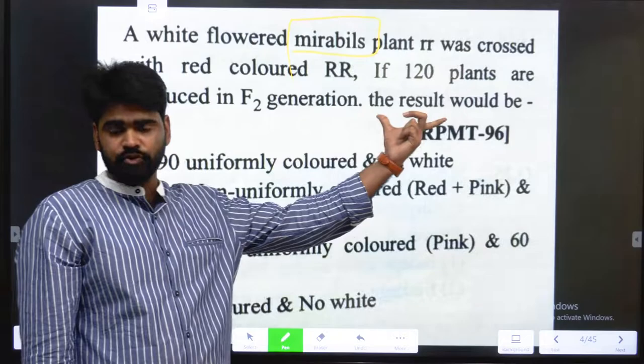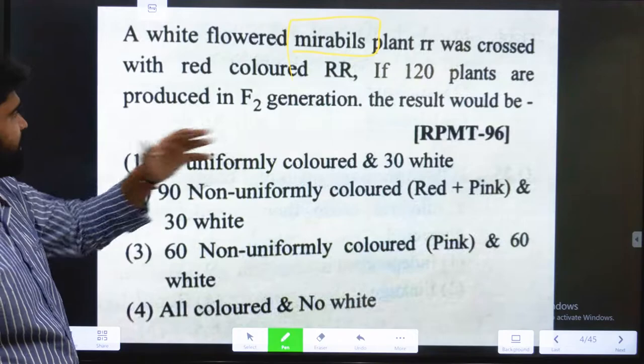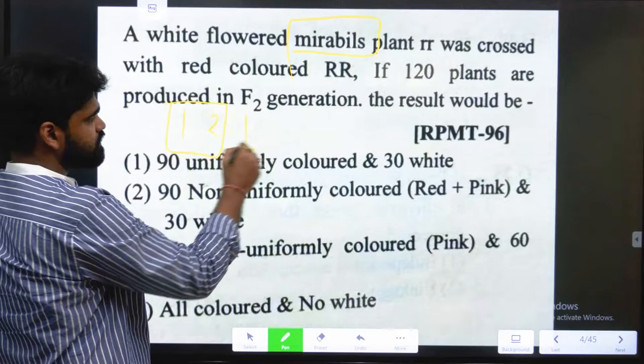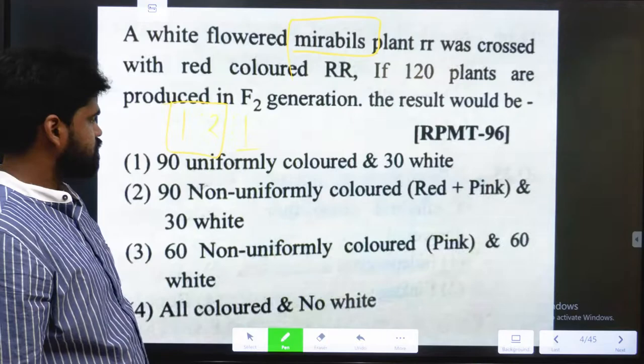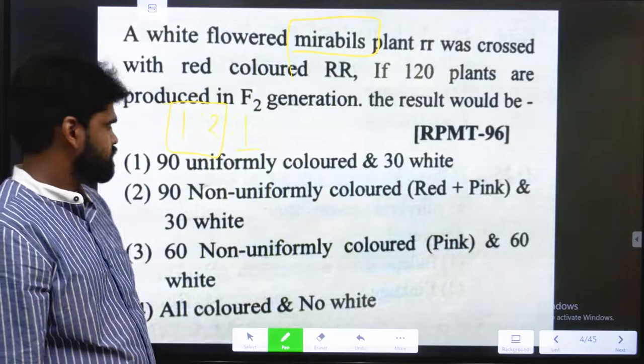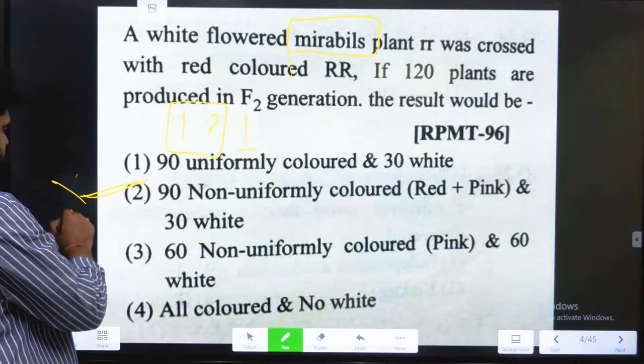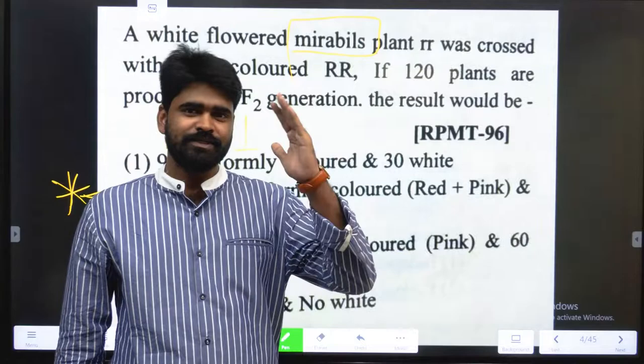So 120, what is the ratio? 1:2:1. There's a phenotype and genotype, both the same. Pakka. Now these two are together and this is one. I think 90 uniformly colored and 30 white. No. How was it? All colored and no white. 90 non-uniformly colored, red plus pink, and 30 white. What is the problem here? Second option. No problem.